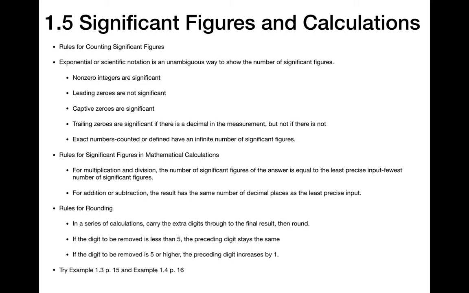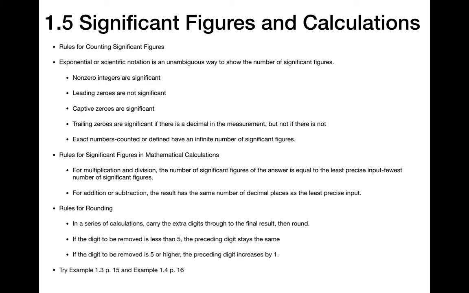0.000056. The zeros in front are leading zeros. Their only purpose is to let you know where the decimal goes. They weren't measured digits. The number wasn't large enough to have anything in those place values. So leading zeros are not considered significant figures.